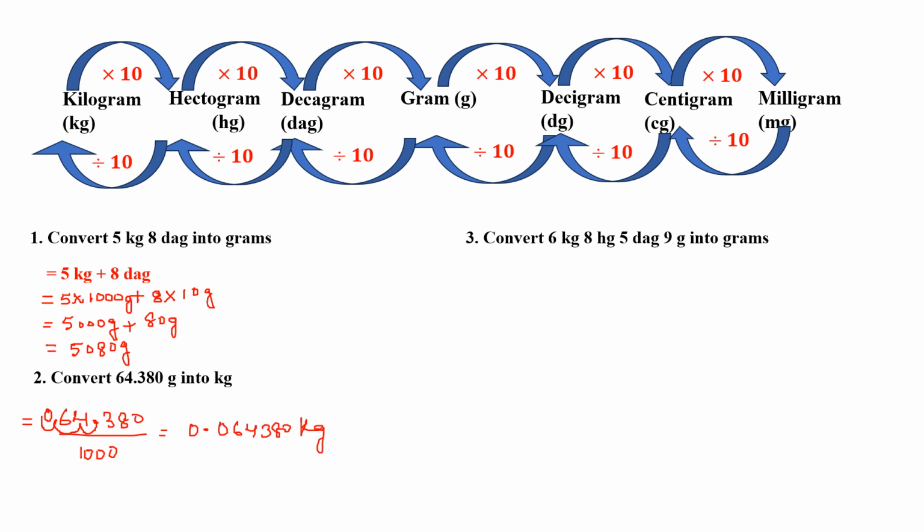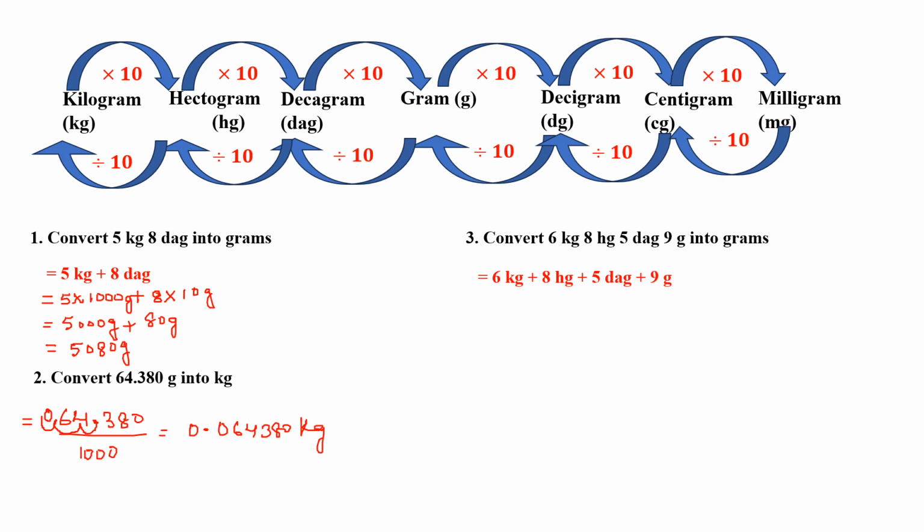Now third question is, convert 6 kilogram, 8 hectogram, 5 decagram, 9 gram into grams. So everything you have to convert into gram over here. So let's write it. Now to convert kilogram to gram, you have to multiply it by 1000, as you have to move 3 times to the right. Next, to convert hectogram to gram, you have to move 2 times to the right, so multiply by 100. And to convert decagram to gram, you have to multiply it by 10, as you have to move only 1 time to the right side.